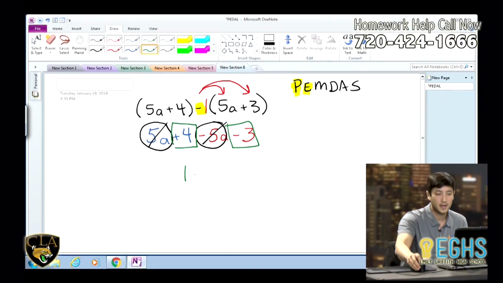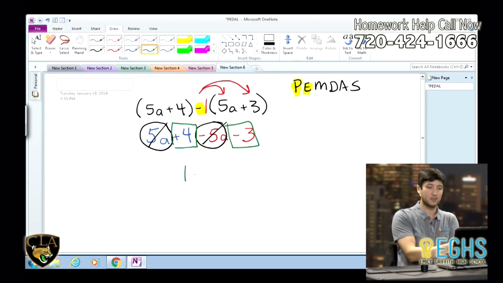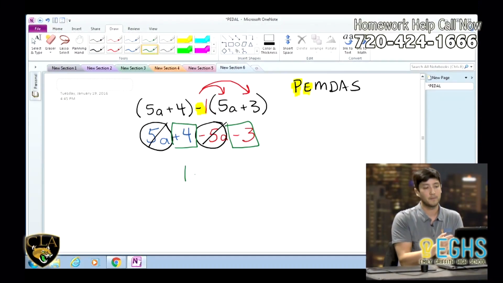So again, I think the key things here are be careful, especially when you have negatives and parentheses. Make sure that you're distributing. And also, don't rush these problems, because that's where you see a lot of mistakes, everybody skipping steps.